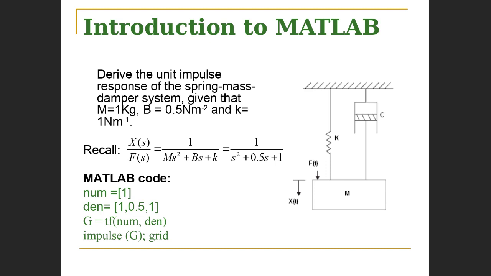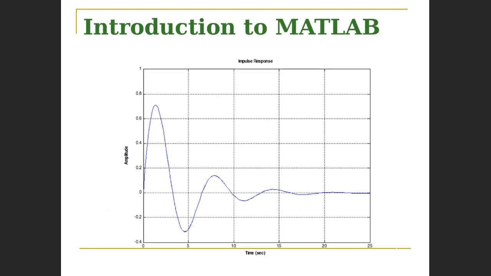What would happen if we should hit this mass with a large force for a very short time? Let's see what MATLAB generates. Again, grid is there. We can see that the mass quickly extends to about 0.6. Let me see if I'm seeing this clearly.